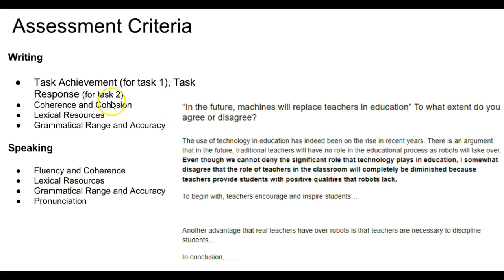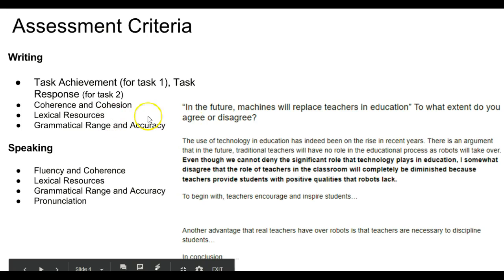For task 2, what you need to do, or your score is based on the task response. So basically, when you have a question similar to this example, in the future machines will replace teachers in education. To what extent do you agree or disagree? So you have to respond to this question. And responding to this question means including an introductory paragraph with your answer to this question at the end, and then giving reasons and evidence for your thesis statement or your main idea.